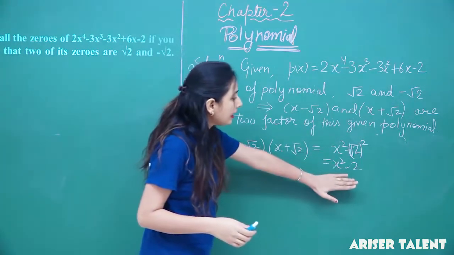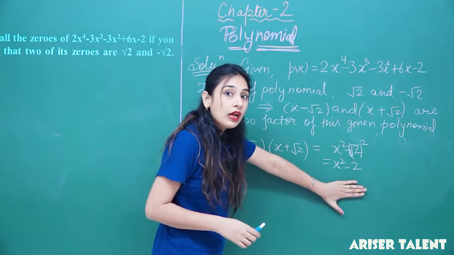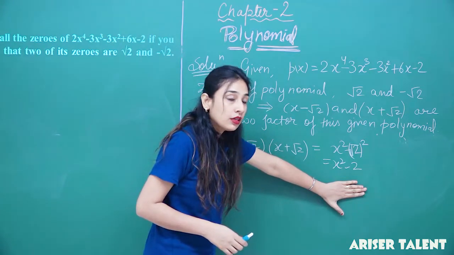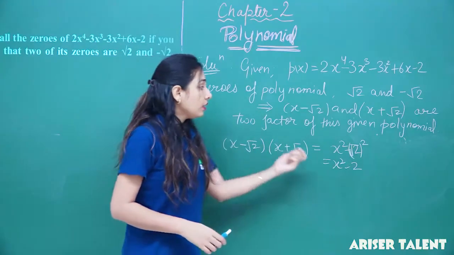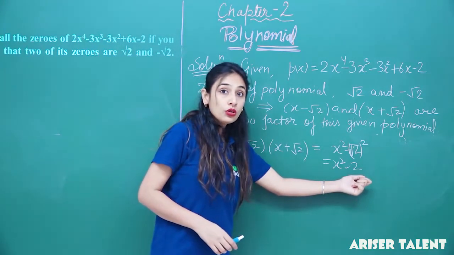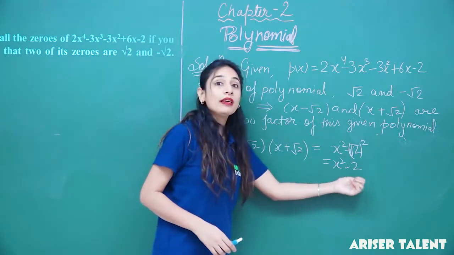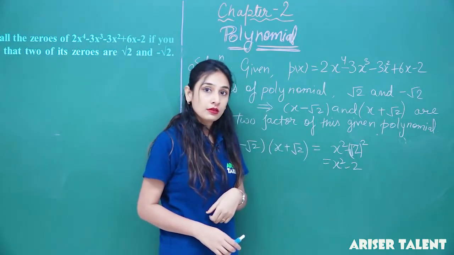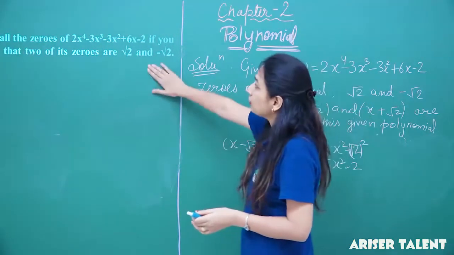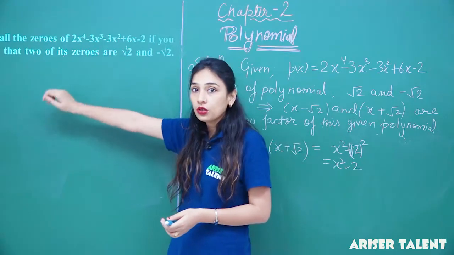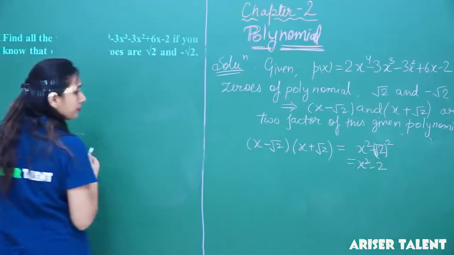Now we have a factor x square minus 2, which is a factor of the given polynomial Px. Now what next? We can just divide this polynomial Px by x square minus 2. That will give us what? Our required things. We have our one question, we have to find all zeros. Okay, so let's come here.